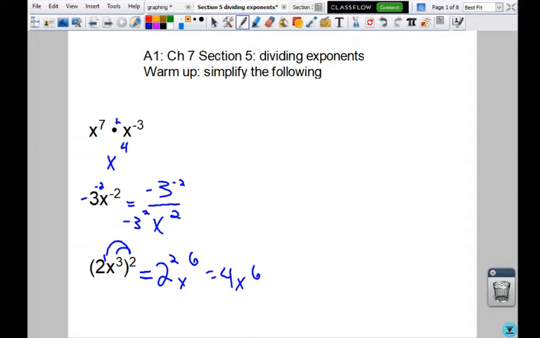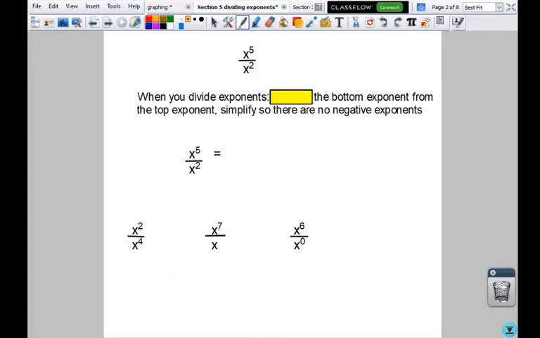All right. So we are going to be dividing exponents today, and it's really not super tough because we've already basically done this. So I'll let you guys guess. If I have x to the 5 over x squared, what do you think we do with the exponents? We subtract them. So when you divide exponents, subtract the bottom exponent from the top.